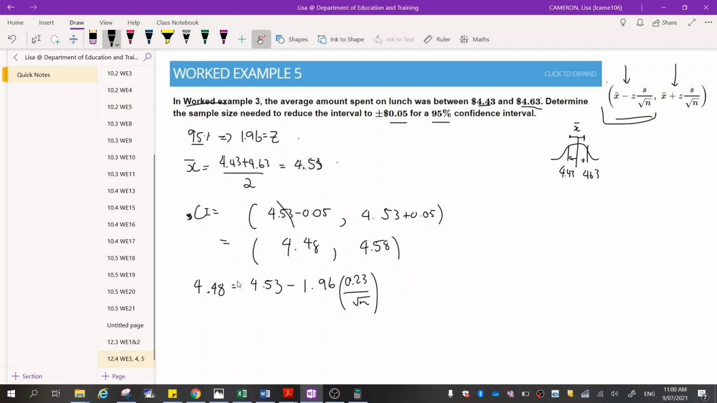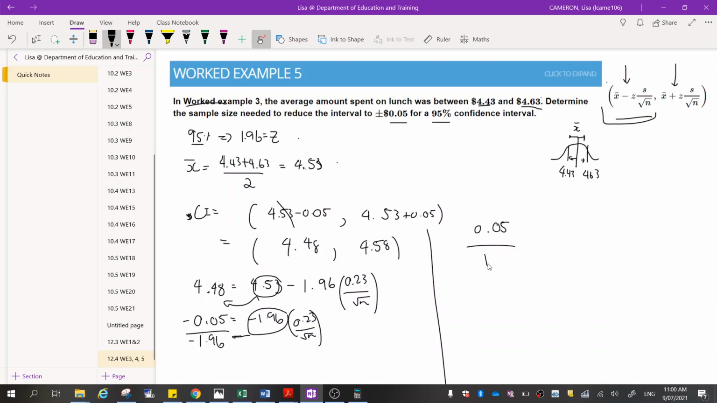So there we go. Now, when I take this over there and subtract, I am left with negative 0.05 is equal to negative 1.96 times 0.23 over the square root of n. Now we're going to take this one over by division, divided by 1.96, and we'll just leave it as exacts because I'm lazy. So 0.05, cancelling out the negatives, is equal to 0.23 over the square root of n.